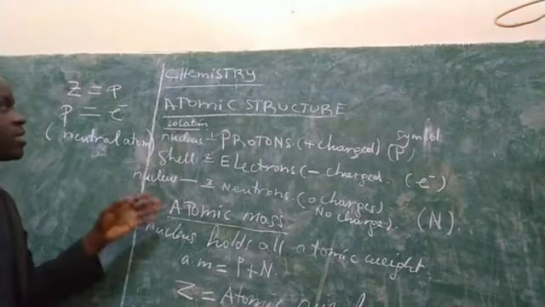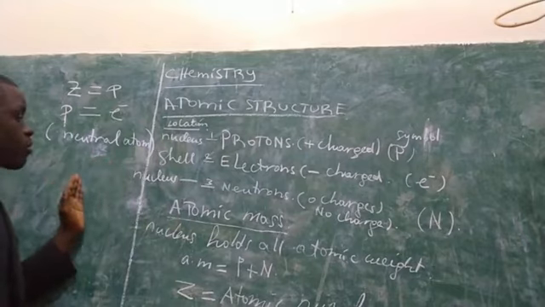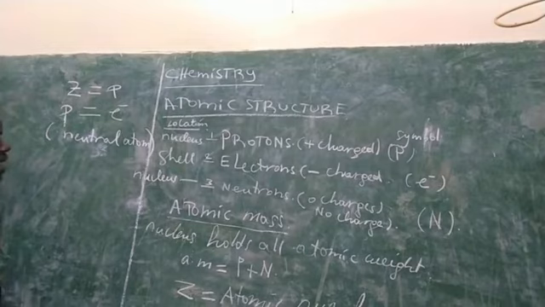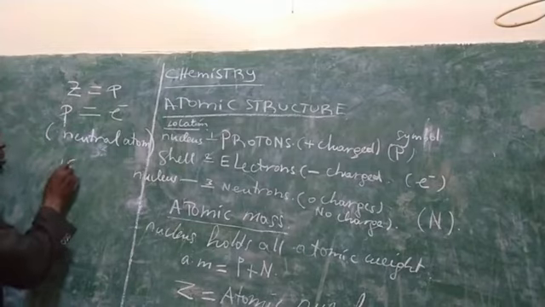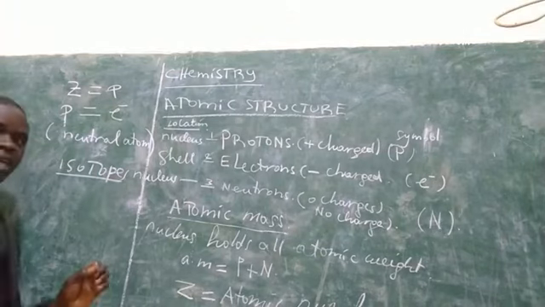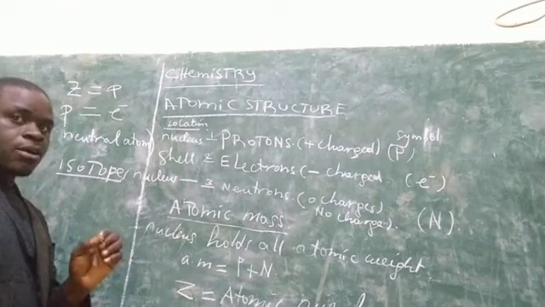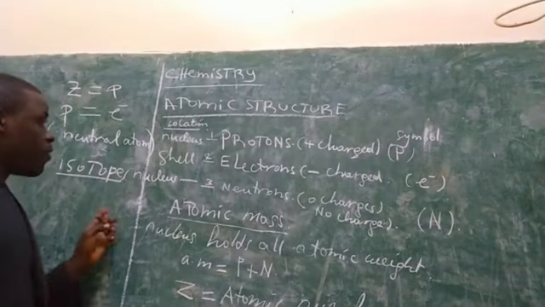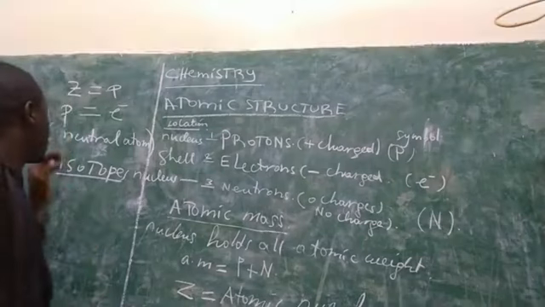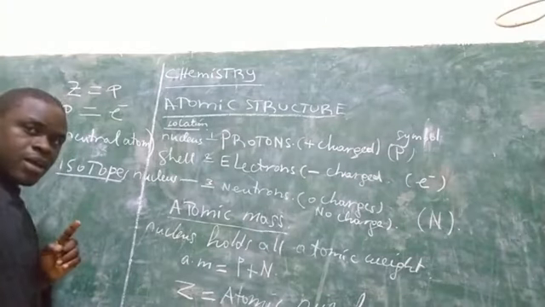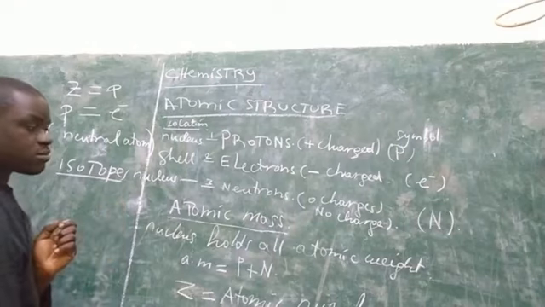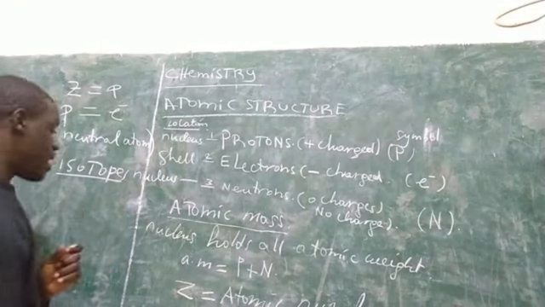A few elements can have the same number of proton and neutron, because in nature we have what we call isotopes. Isotopes are the atoms of the same type with the same number of protons, or with the same atomic number, but they are different in mass number.